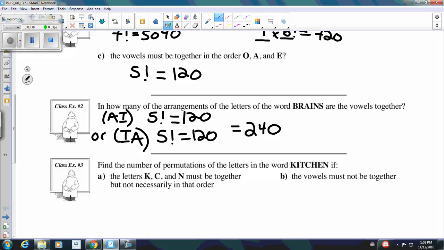The word or tells me I'm going to add them up. So together there is 240 ways. The other way you could calculate this, though, is saying I have 2 factorial options for arranging those vowels. I can have the A first and then the I, so I have 2 choices for the first one and 1 choice for the second one. So that's to arrange the vowels times 5 factorial, which means I'm now arranging my 5 pieces together, which of course gives me the same answer as 240.